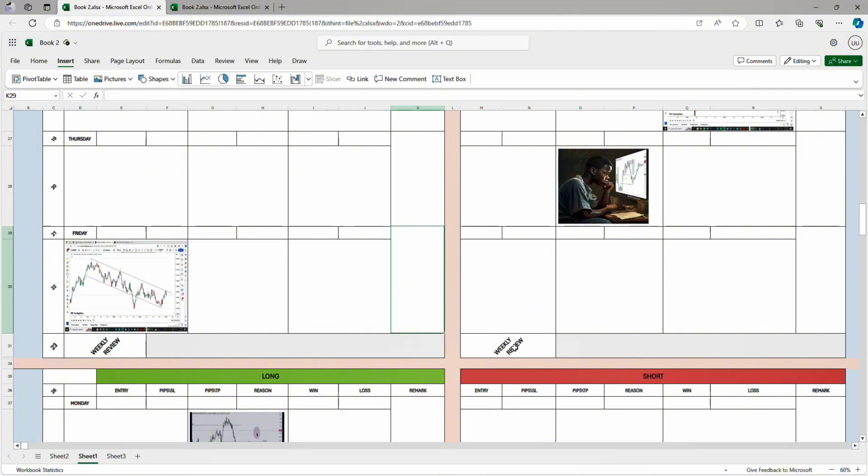Okay? Here, under the sell position, you are going to write your weekly review. This week, I took 3 sells and I won 2 and I lost 1. Because of this, okay? You are going to summarize everything here. I hope it is understood.